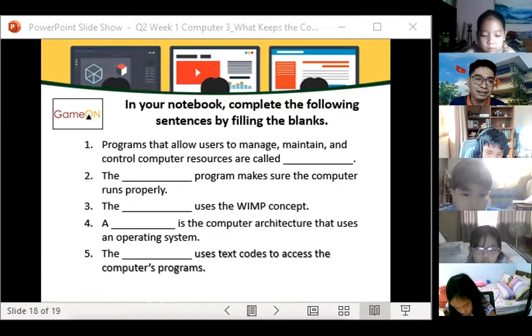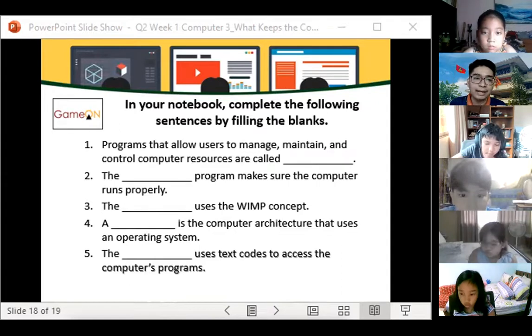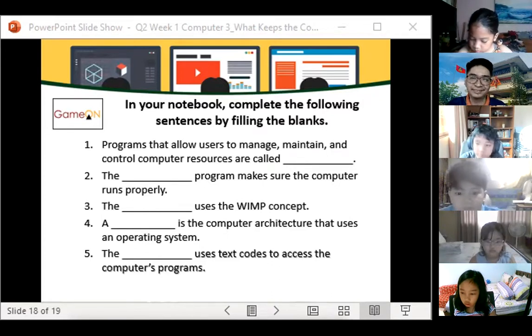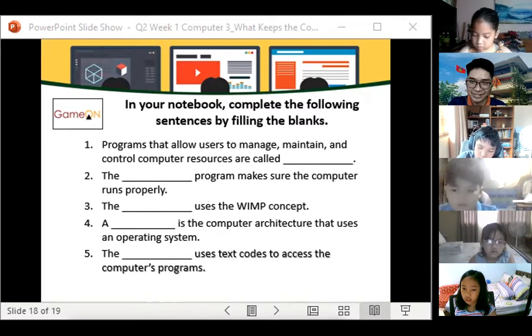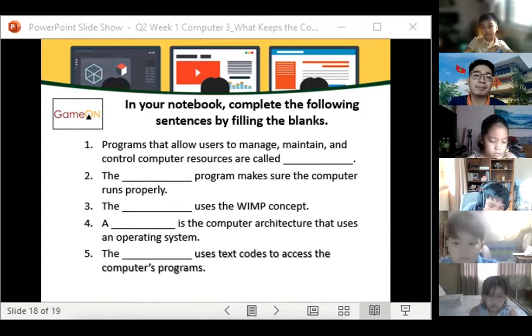Next, number four. A blank is the computer architecture that uses an operating system. Saan nagtatrabaho ang operating system? It starts with letter T. It's the what? Yes, Kian? Platform. Very good. It's the platform.